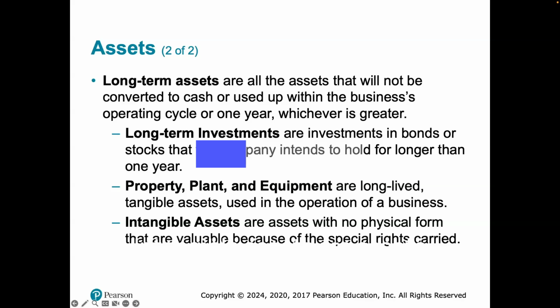Intangible assets are assets with no physical form. They're valued because of the special rights carried. This can be patents, copyrights, trademarks, things that hold value but are not tangible. We can't hold these, right? Maybe you can hold a patent in your hand, the paper itself, but the patent is greater than that, right? The patent is an idea that you've constructed and that you own, or some kind of technology that you've invented that you own, and so that can give you benefits over a longer period of time. That can be a long-term asset.